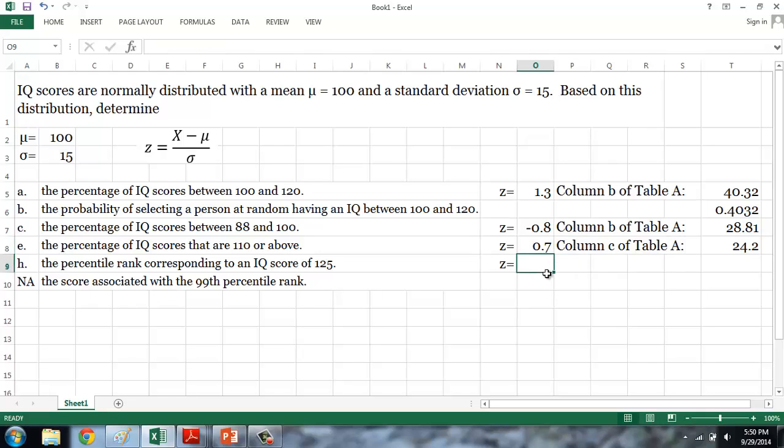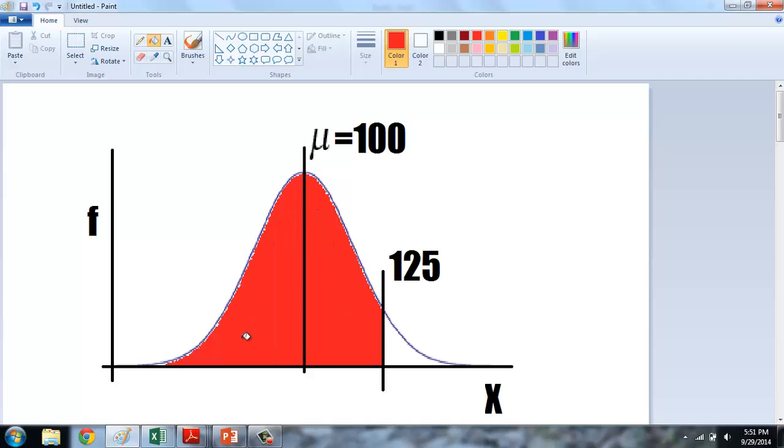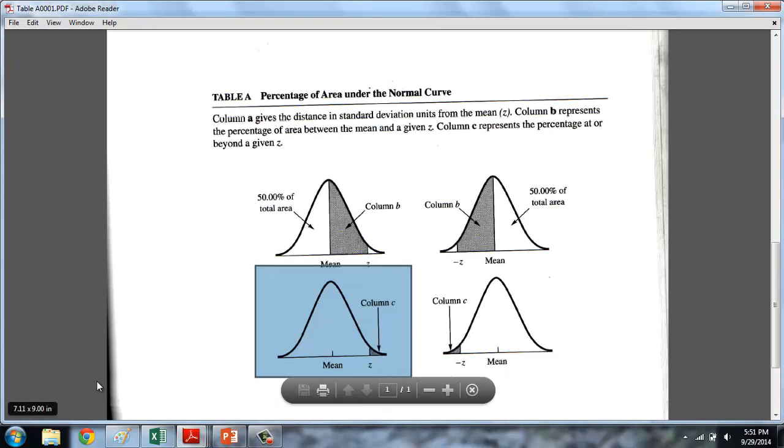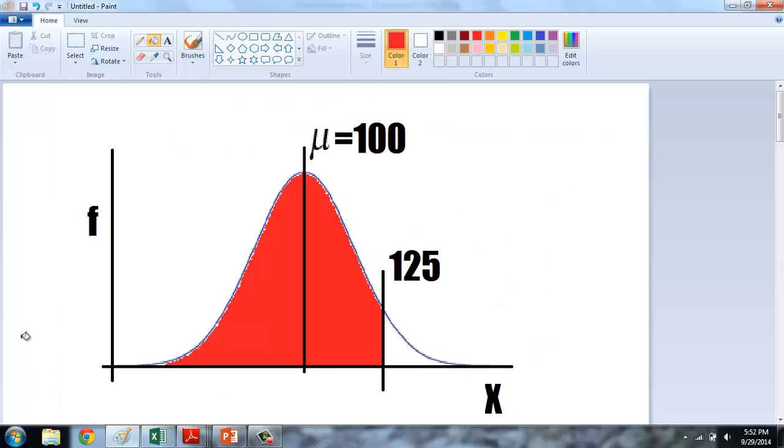The next part of the question I'm going to cover asks for a percentile rank corresponding to a score of 125. If you'll recall from a previous chapter, a percentile rank indicates the percentage that scored a particular score or lower. First, I'll mark a spot and label it 125. And in this case, I'm looking for the area that is below that score, which includes this segment and this segment. You'll notice that doesn't look like any of the pictures shown on table A. So we have to break this section down into multiple parts.